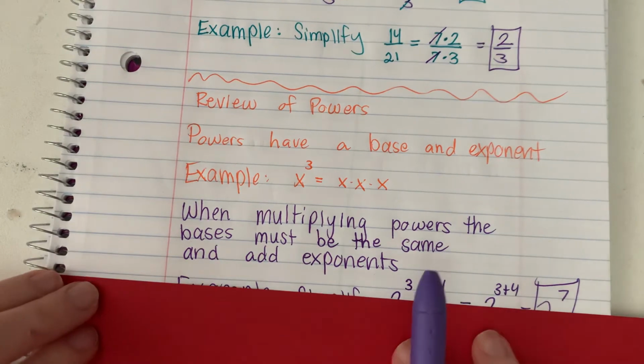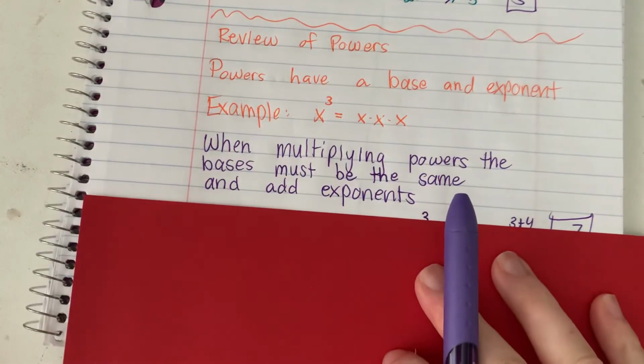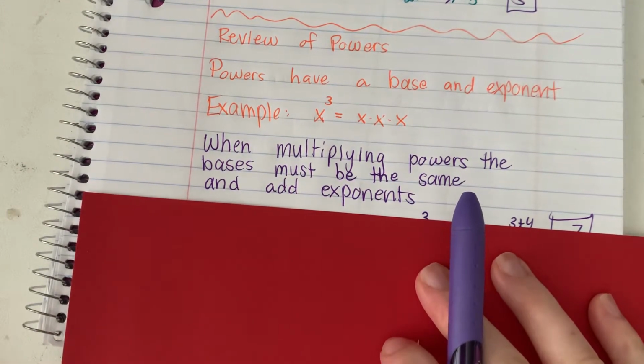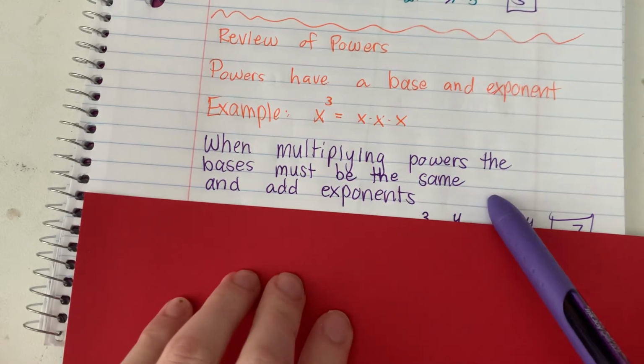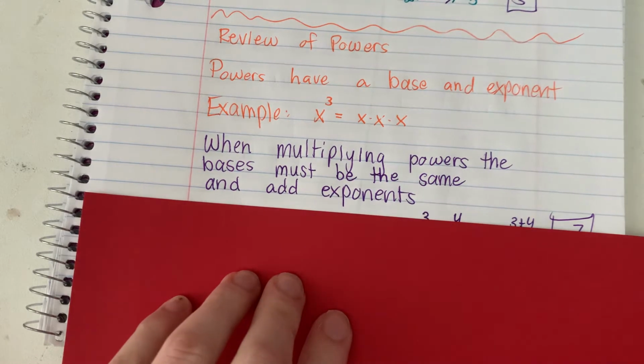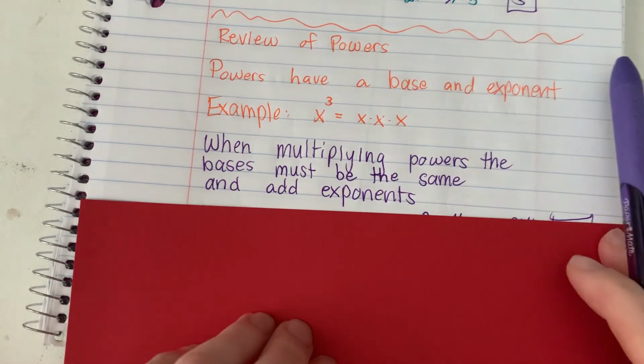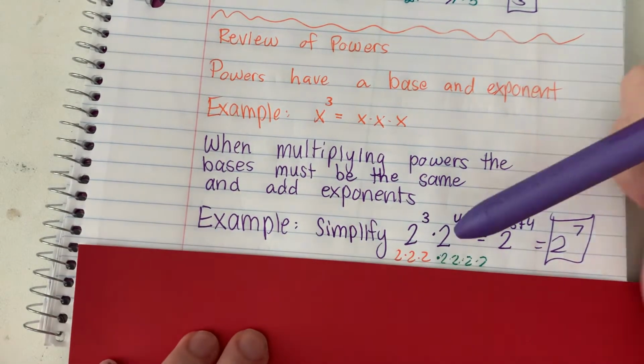We also know that when multiplying powers, the bases must be the same, and then you just add the exponents. That was from our last lesson. So we see an example here.